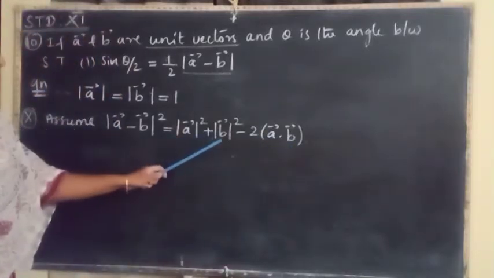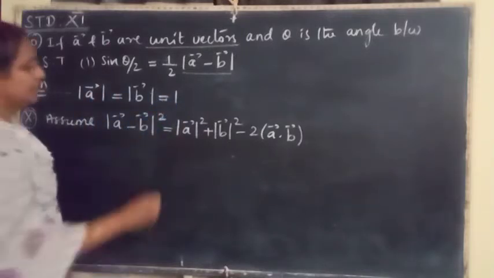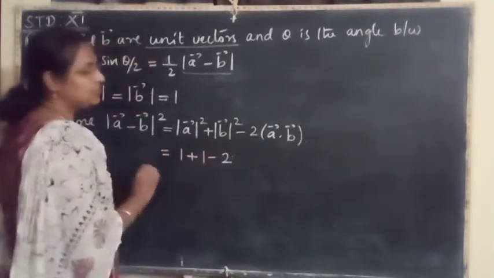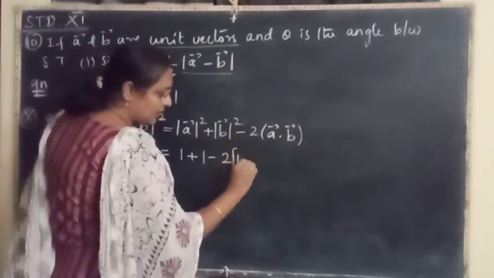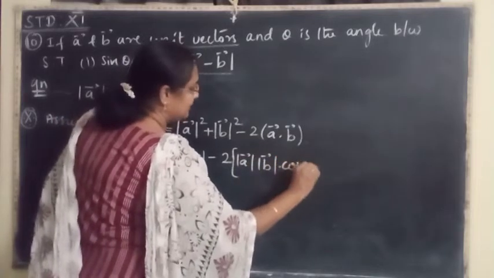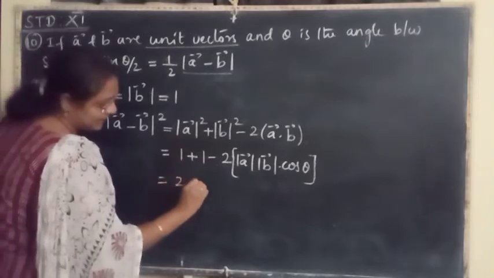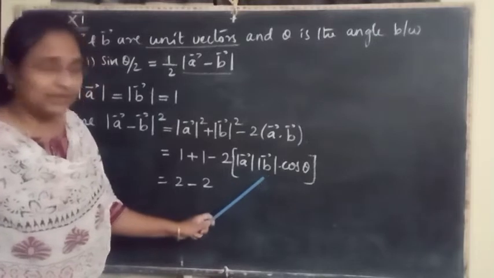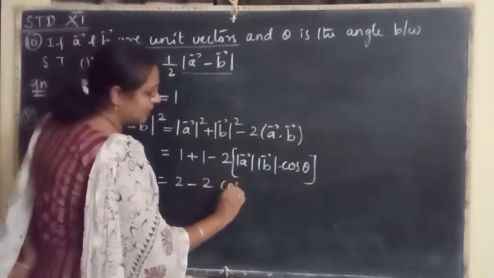Now we are going to substitute the values. Already we know that modulus of A and modulus of B are equal to 1. So what will you get? 1 plus 1 minus 2 into, again I am going to substitute the definition here. What is the definition? Modulus of A into modulus of B into cos theta. Yes or no? So now 1 plus 1 is 2, minus 2 into modulus of A vector, which is 1, modulus of B vector, which is 1. So I will get minus 2 into cos theta.